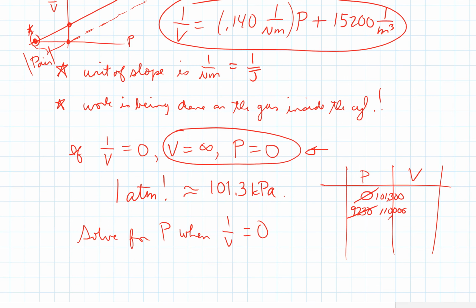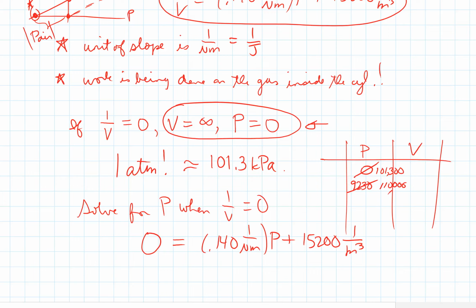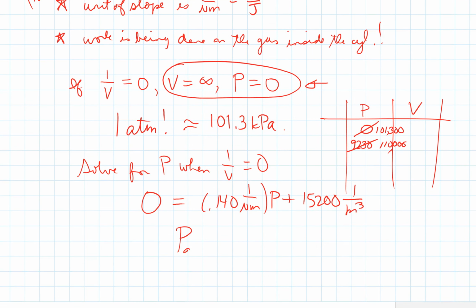Okay, so let's plug this in. 1 over V will be 0. Then we have 0.140, 1 over Newton meters, times pressure, plus 15,200, 1 over meters cubed. We solve that for pressure, and that's the pressure of the air. And we set absolute value, right? So it's negative 15,200, 1 over meters cubed, and that's divided by 0.140, 1 over Newton meters.